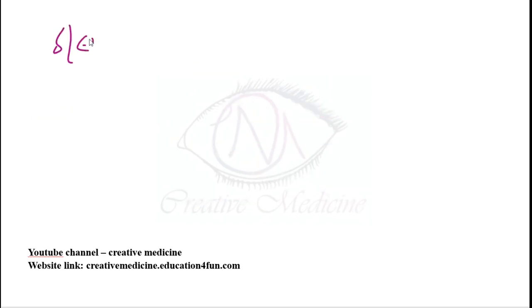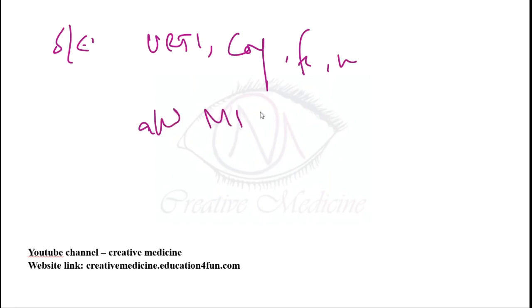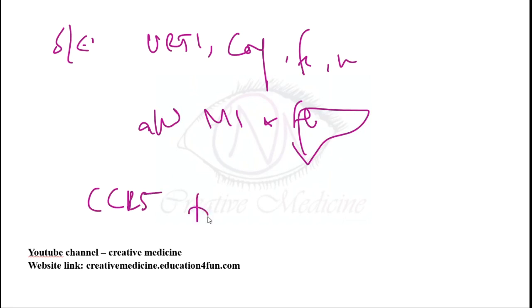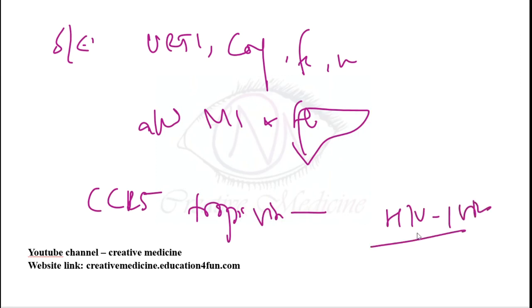If you look at its side effects, it can cause upper respiratory tract infections, cough, fever, and myalgia. It is associated with myocardial infarction and also with hepatic toxicity. It is the only drug active against CCR5 tropic virus, so a co-receptor tropism assay should be performed before starting it. The CCR5 tropic virus is a type of HIV-1 virus.